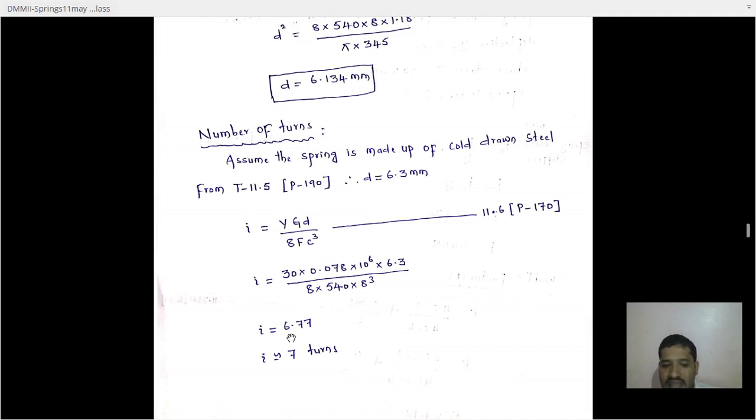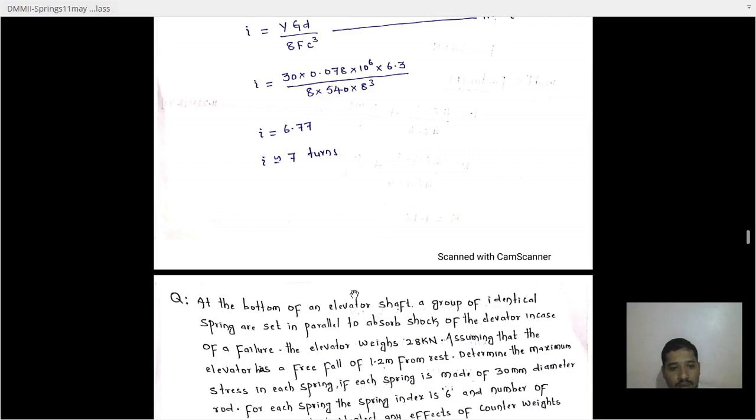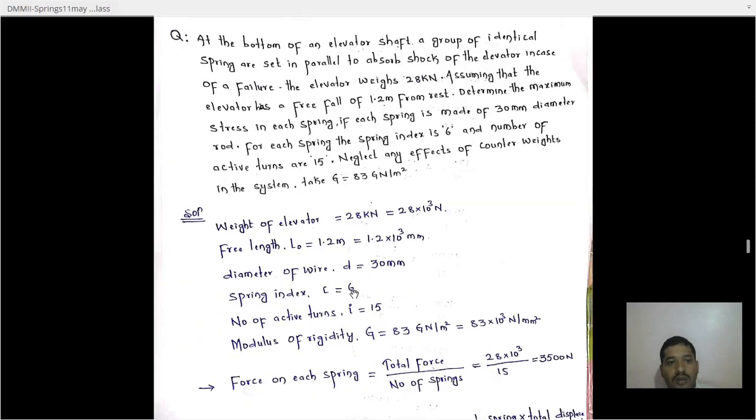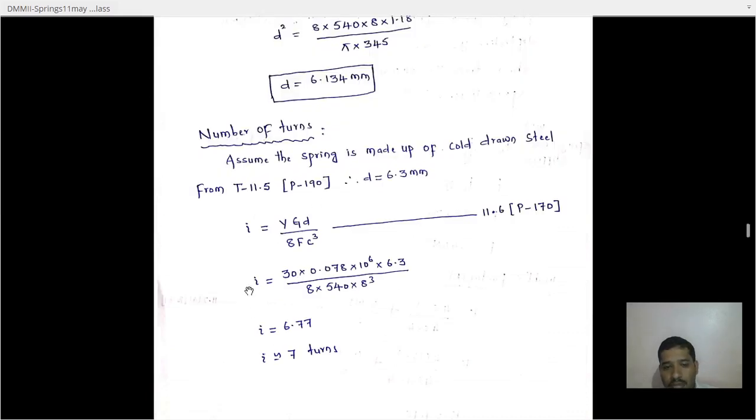The answer is 6.77, so 6.77 turns should be approximately equal to 7 turns, which we can assume. Okay, next problem. I hope no one is having doubt in this problem.